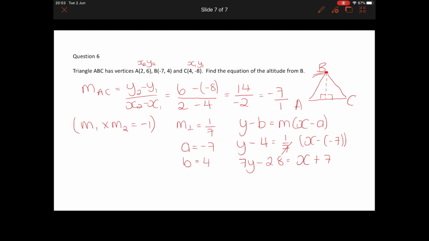That would be perfectly acceptable as a final answer, as we're rearranging it into the form y equals mx plus c. But again, because we're getting set up for solving simultaneous equations in our next step, I'm going to rearrange that to 7y minus x equals 35. So all my letters are on the left-hand side, and then I've got my numbers on the right-hand side.